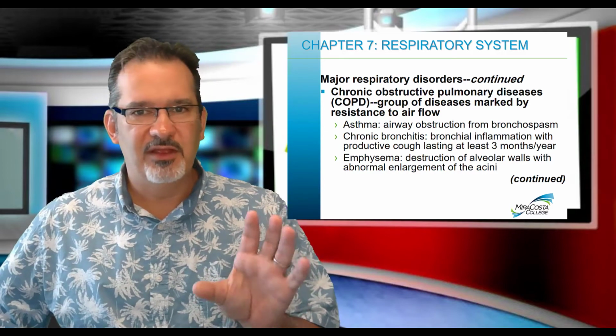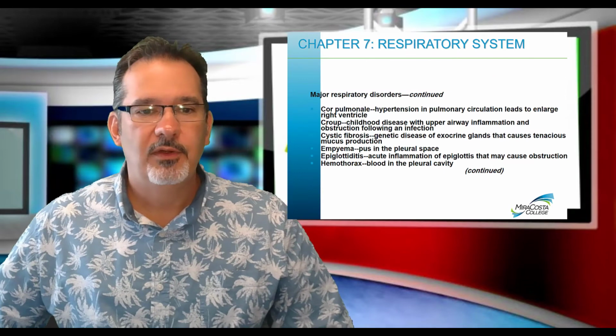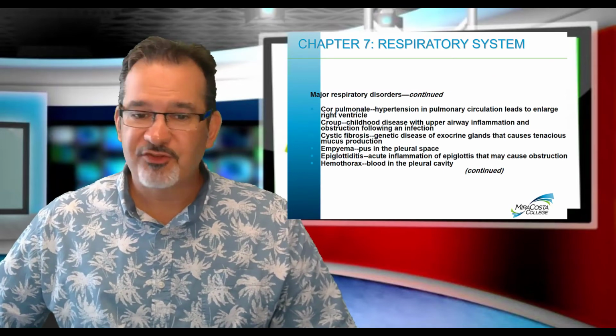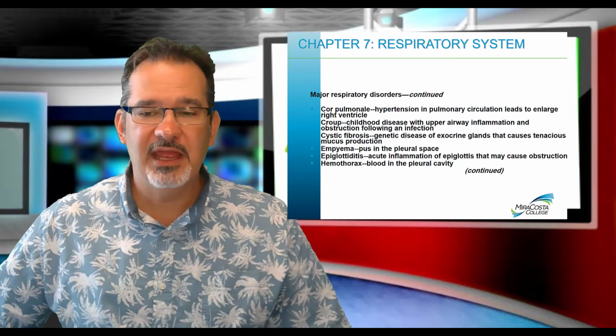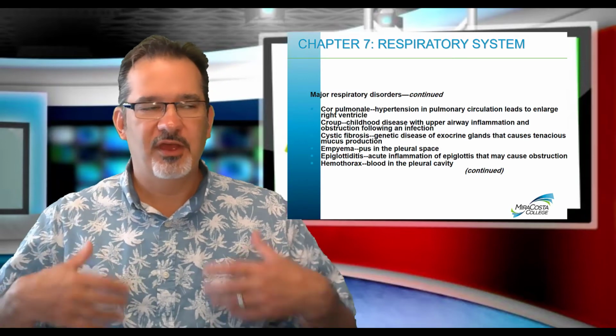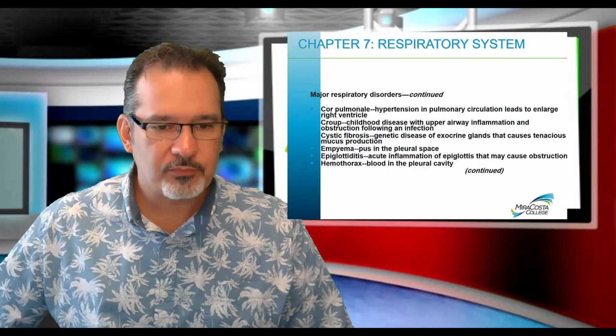Emphysema is commonly linked to things like cigarette smoking. Okay, cystic fibrosis is a good one. It is a genetic disease of the exocrine glands that causes really heavy mucus production. Okay.